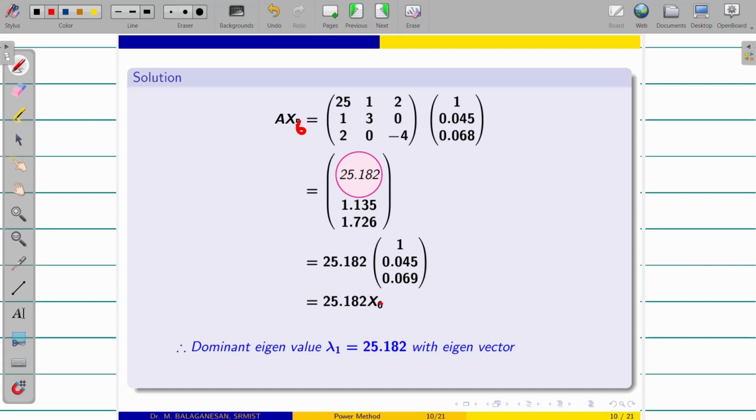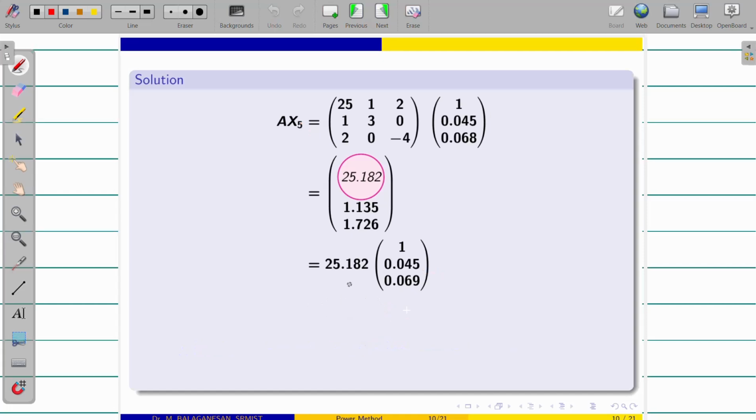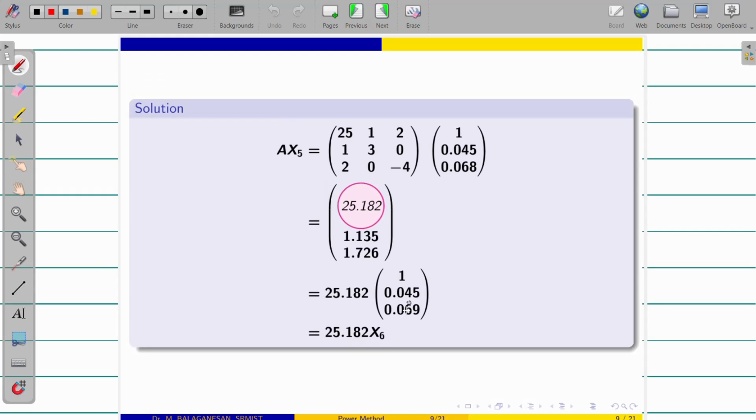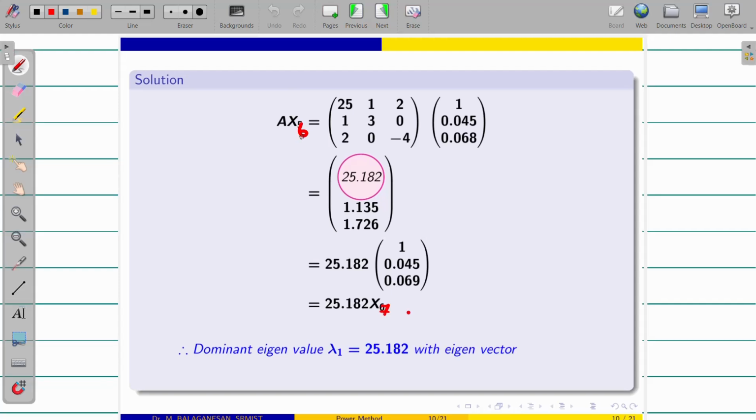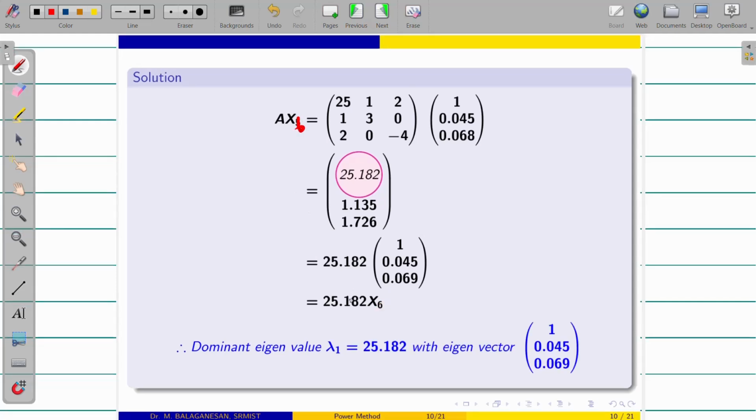This is 7, I think so. Previously 5 and 6 we have completed. I will show you. Yeah, 5 and 6 are already there. It should be 6 and 7. It should be 6. Here it is 7. So in the sixth iteration, it's converging, right? So the dominant eigenvalue is 25.181 and the corresponding eigenvector is 1, 0.045 and 0.069.